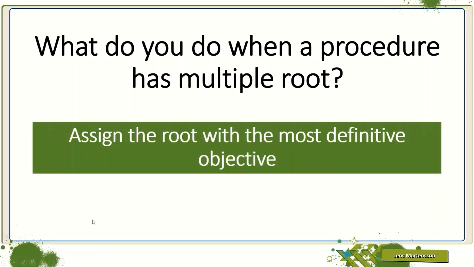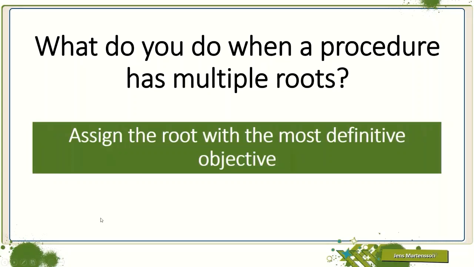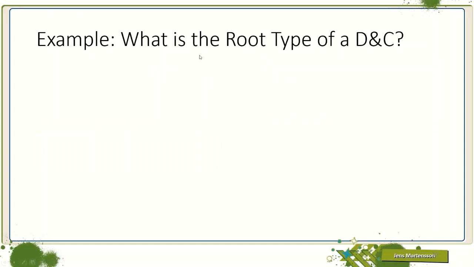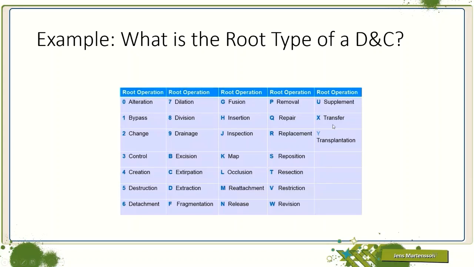Here's an example. It's not really that serious, but I wanted you to have this so that you know how to process it. What is the root type of a D&C? A D&C is a dilation and curettage. If anyone wants to take a stab at it, that's right, Patricia. Some people are getting it. All right, let's process this together.